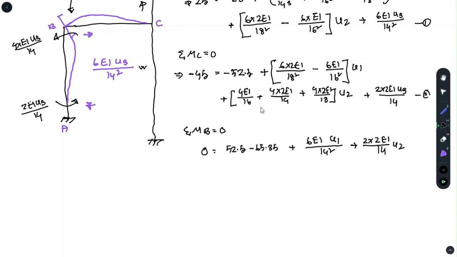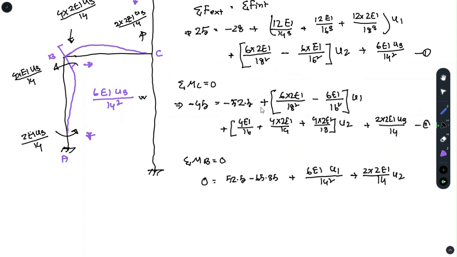So what are the moments we got after the application of Doki U3? We got two moments: 4 EI U3 over 14, which is anti-clockwise and positive, and another one, 4 multiplied by twice EI over 14. So these are the moments that will remain under U3. So this is our third equation.